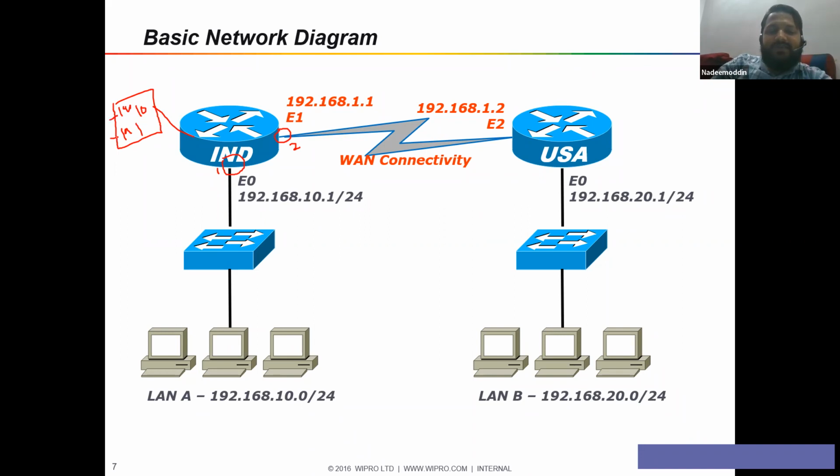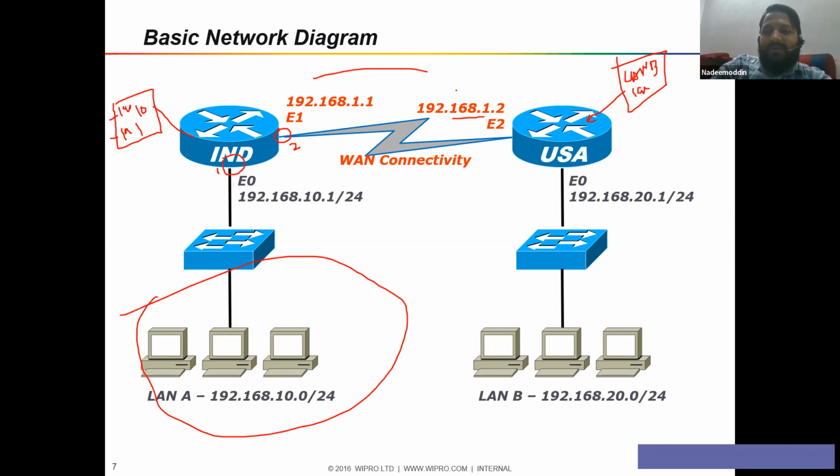Similarly, in the USA router, when you see the routing table of the USA, you will see the LAN, I will say LAN B, which is 192.168.20.0, and also this network. So can you tell me which network is common between both routers? Obviously 192.168.1.0. That network is common for both routers. So now if I ask you another question, which network is not directly connected here to India? How many networks are here? 1, 2, and 3 networks are here.